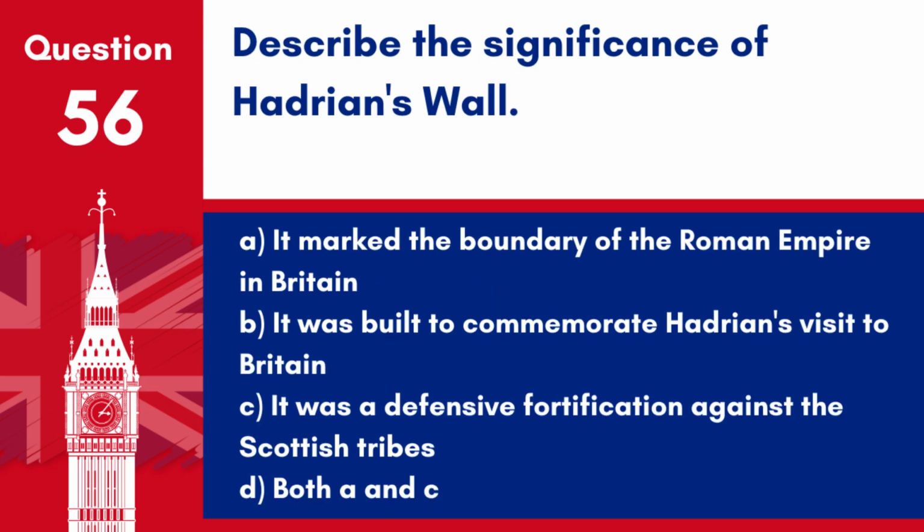Question 56. Describe the significance of Hadrian's Wall. A. It marked the boundary of the Roman Empire in Britain. B. It was built to commemorate Hadrian's visit to Britain. C. It was a defensive fortification against the Scottish tribes. D. Both A and C. Answer D. Both A and C. Hadrian's Wall was a Roman defensive fortification in the north of England, marking the northern limit of the Roman Empire and serving as protection against tribes from what is now Scotland.